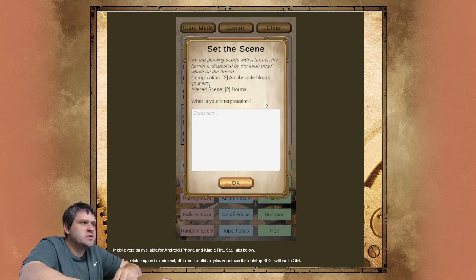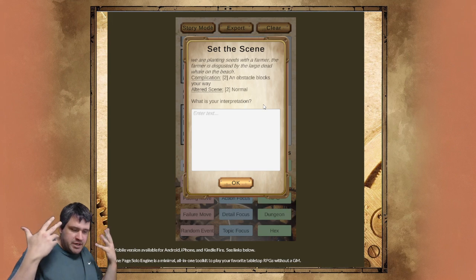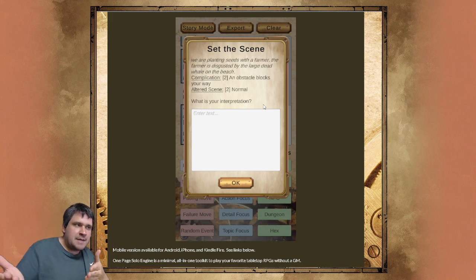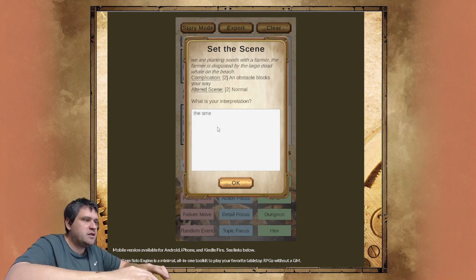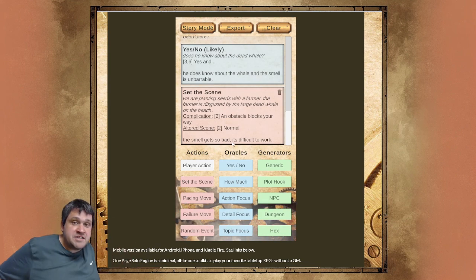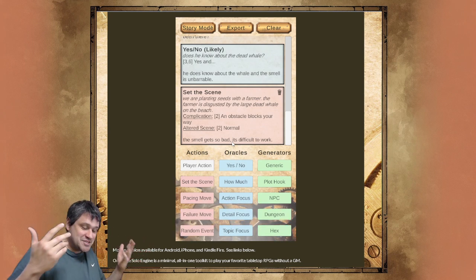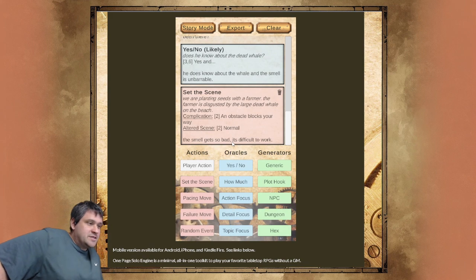So let's see what happens with this one. An obstacle blocks your way, normal. Okay, so nothing really. Maybe the smell is so bad, we can't take it anymore, and the farmer stops. So the smell gets so bad, it's difficult to work. Obviously, there's no breathing masks back then, this is back in the Middle Ages. So we have to figure out a way to get rid of the whale, which is going to be oddly difficult.